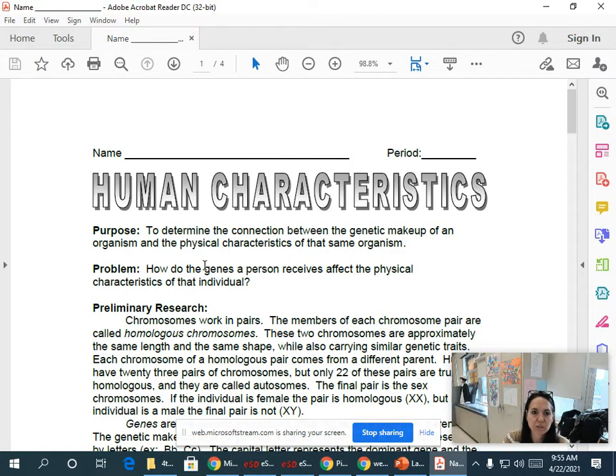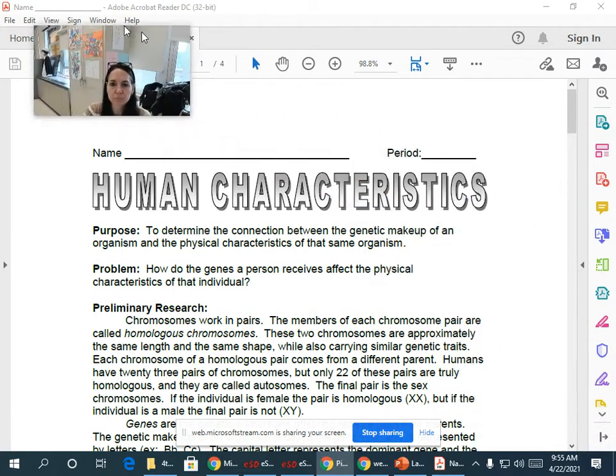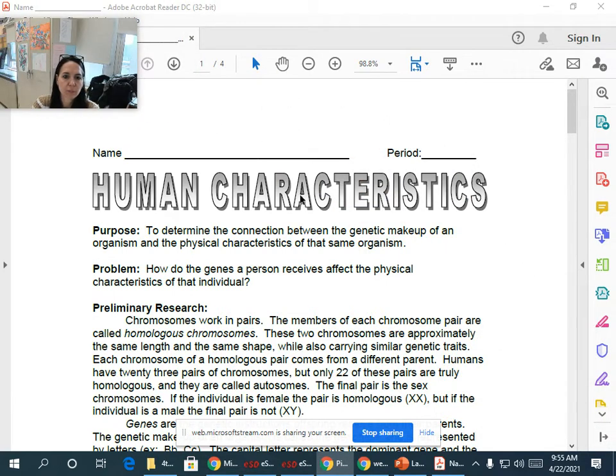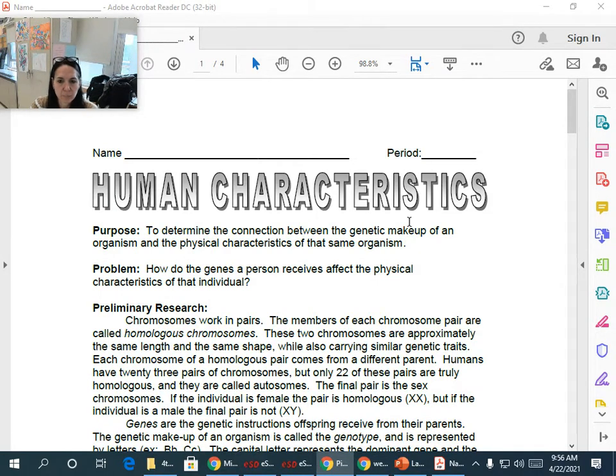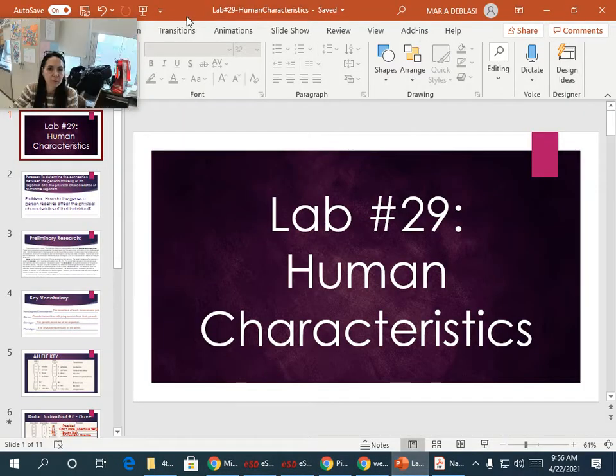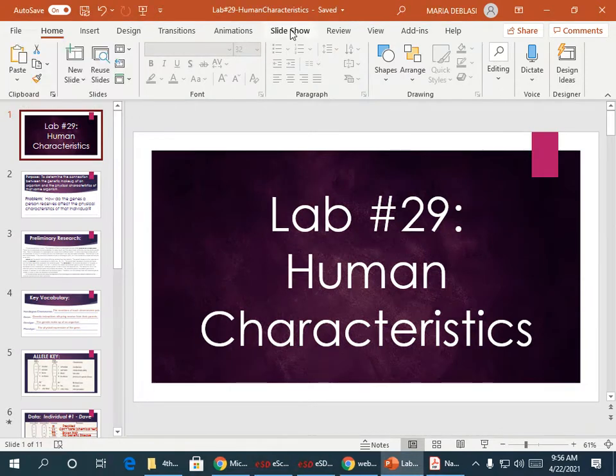Here's what the lab looks like, so go ahead and find it. Okay, so it's called Human Characteristics. We're in the middle, this is the first lab in the genetics unit. Okay, so first we'll read through the lab, I'll explain how to do it, and then you can go ahead and complete it.